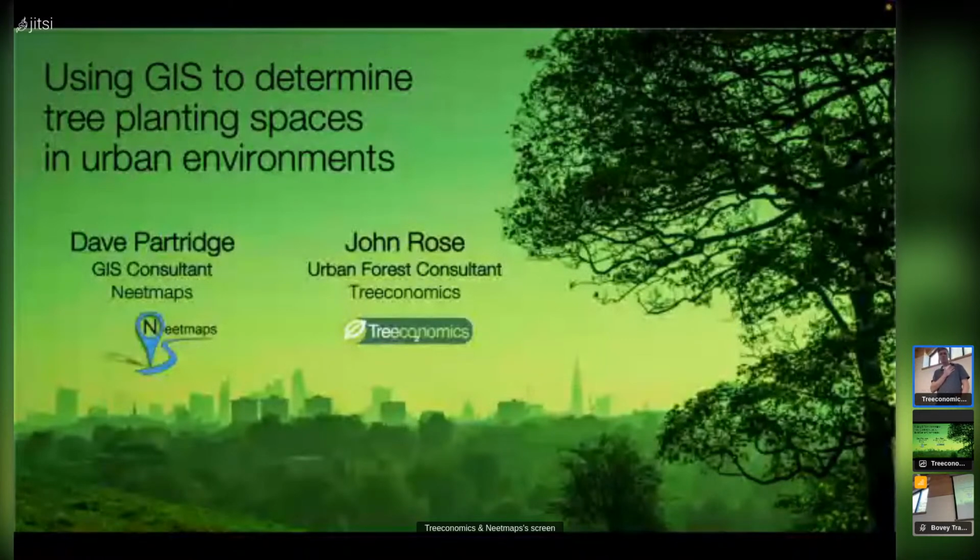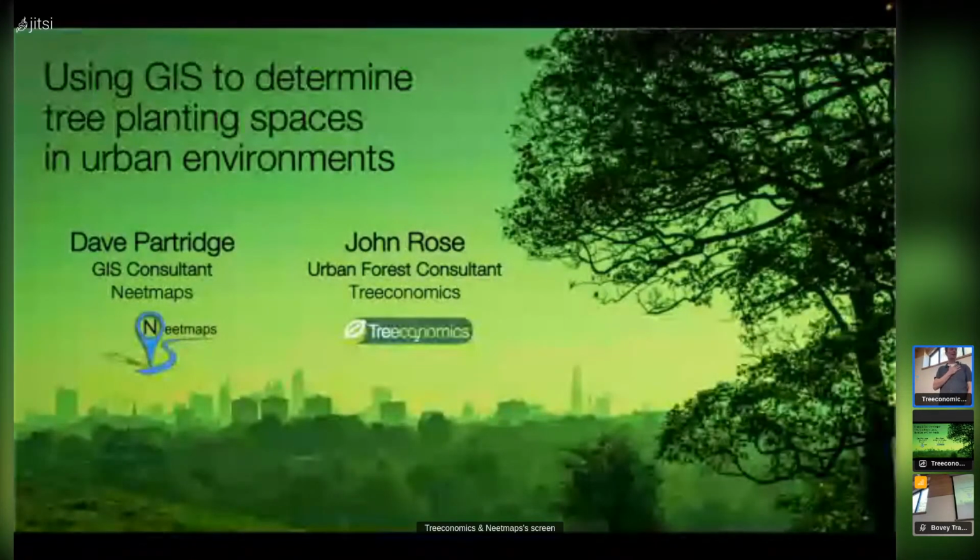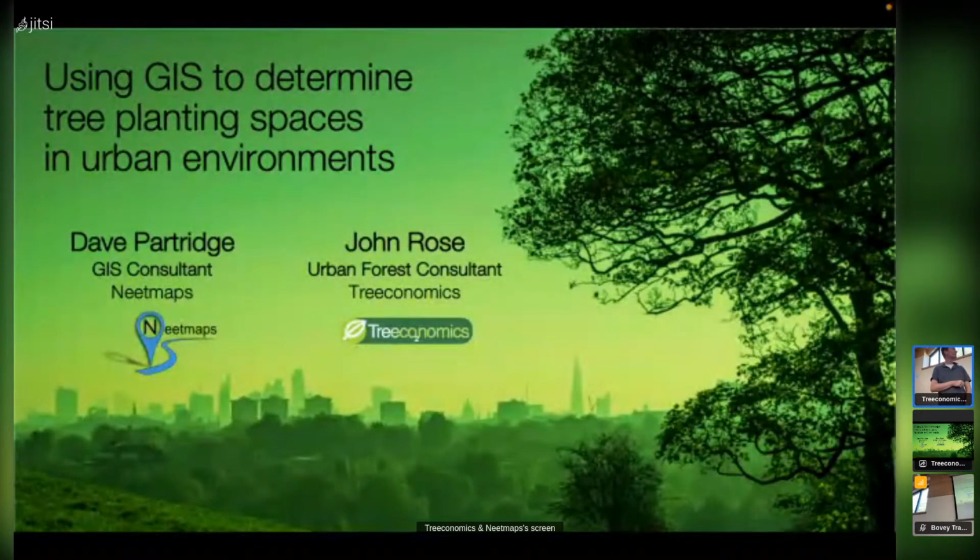So I'm Dave Partridge. I'm a GIS consultant. I work for myself as Neat Maps, and I've worked with tree economics for the past 5 years. I'd like to introduce John Rose, who's an urban forest consultant. And we've not met until today, although we've worked together every week for the past 12 months or so, haven't we, John? Yeah. So we'll take you through our presentation.